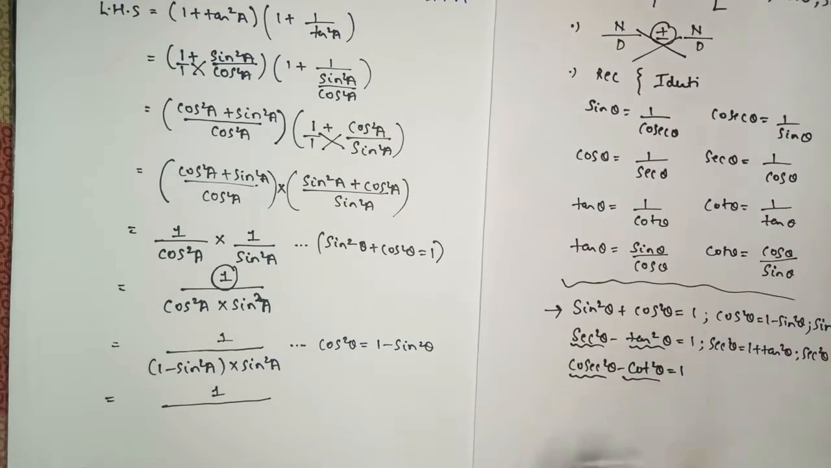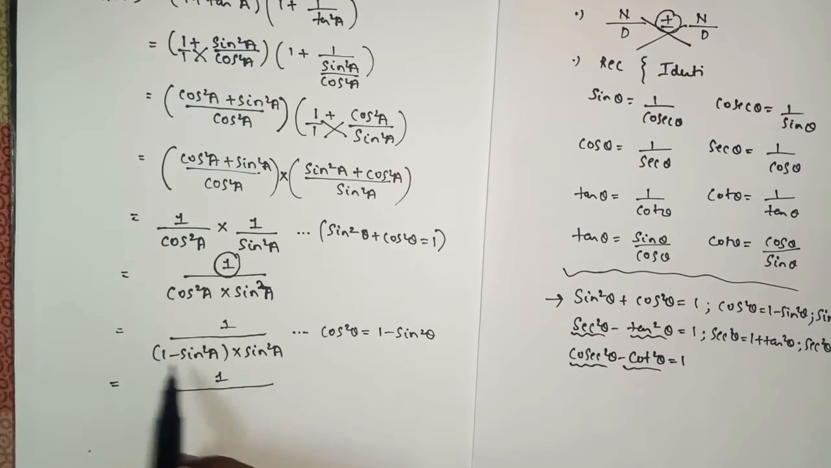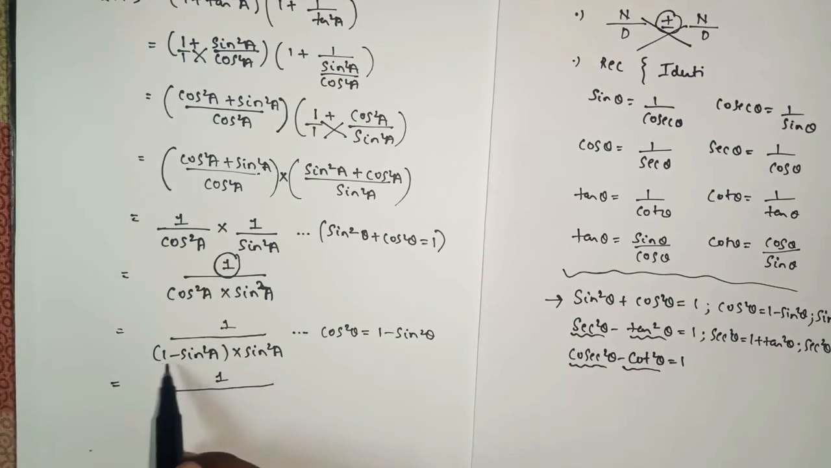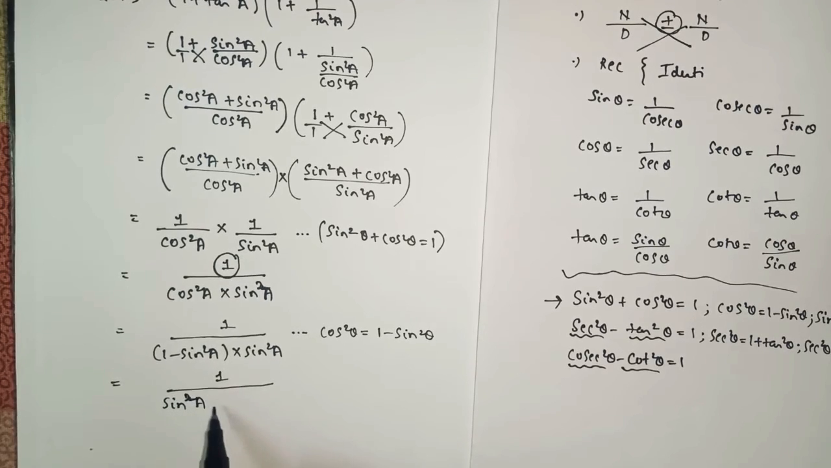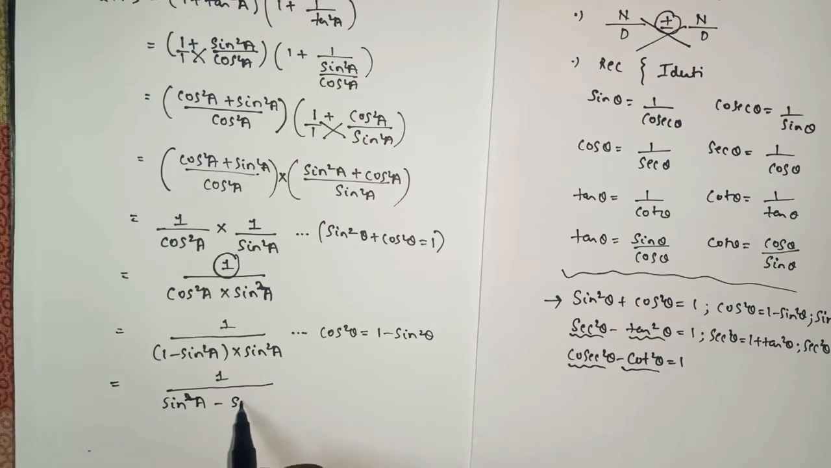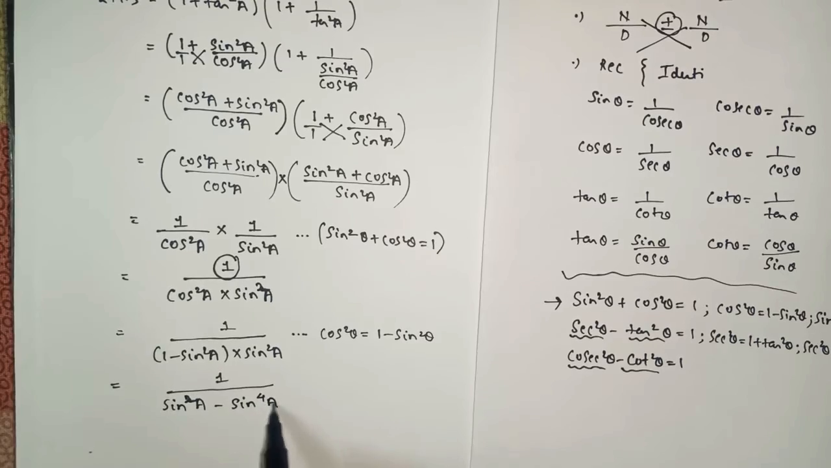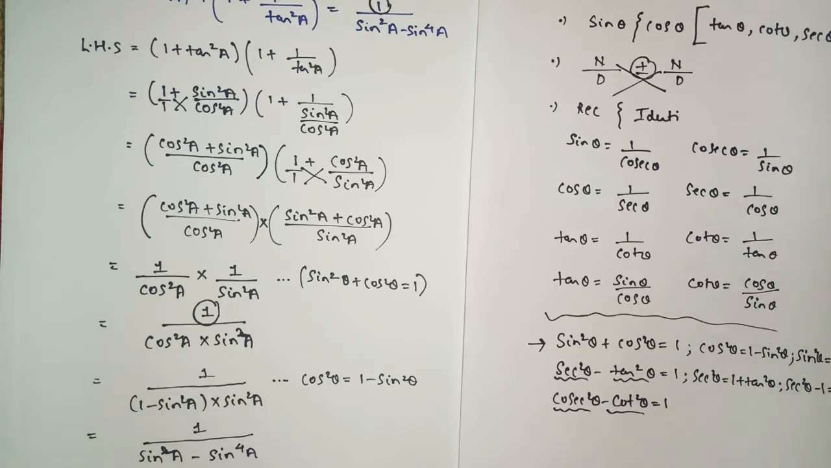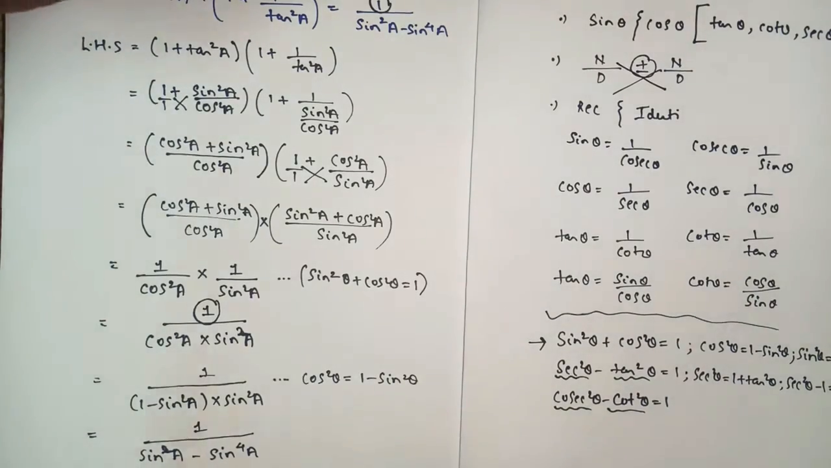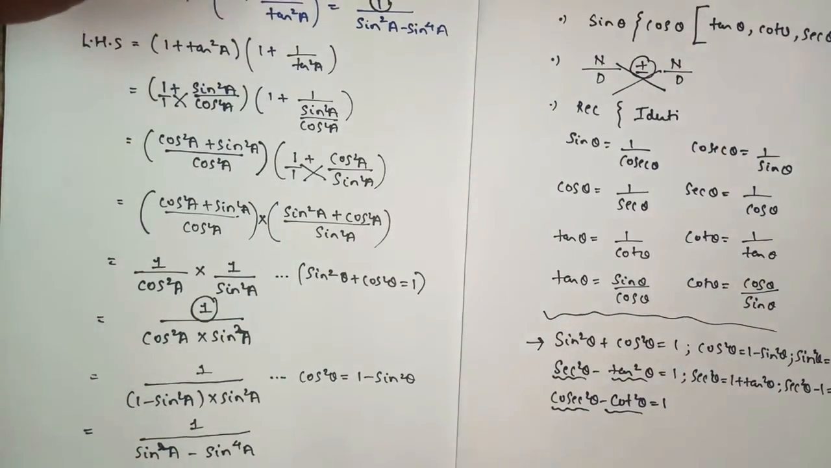Then after that simply do the cross, open the brackets and expand. So here you will get sine square a minus sine raised to 4a. Yes, here we got our right hand side. Can you see? In the numerator we have 1, then sine square a minus sine raised to 4a. Yes, here we got our right hand side. So this was the method. In this way you can present your sum.